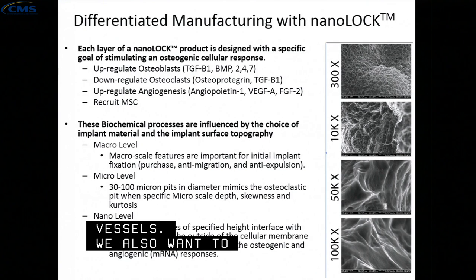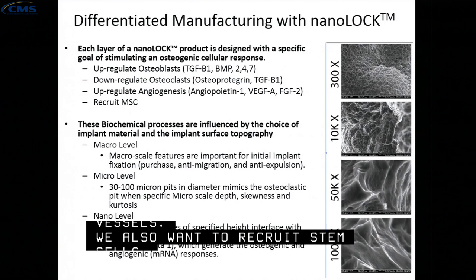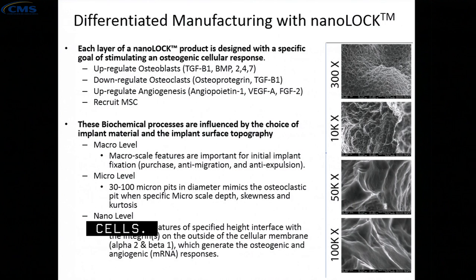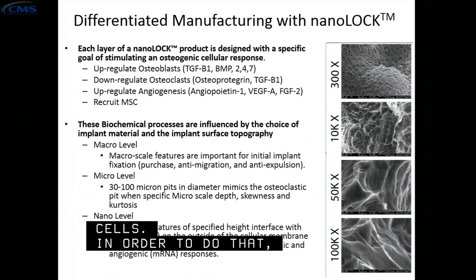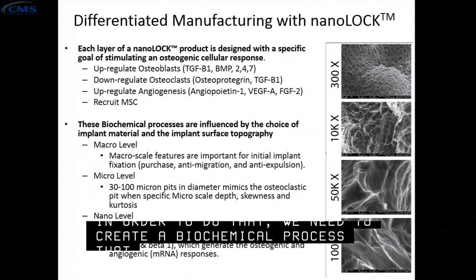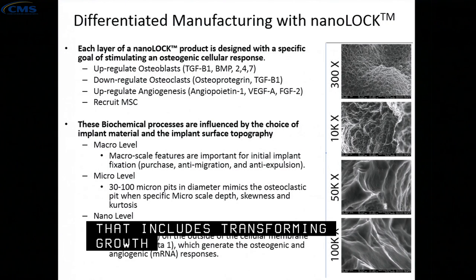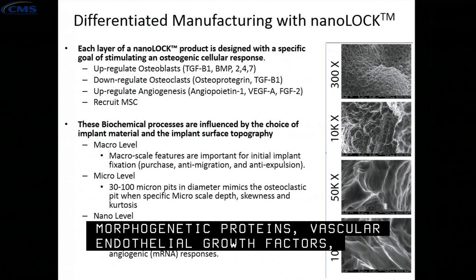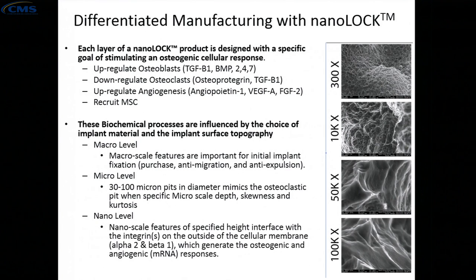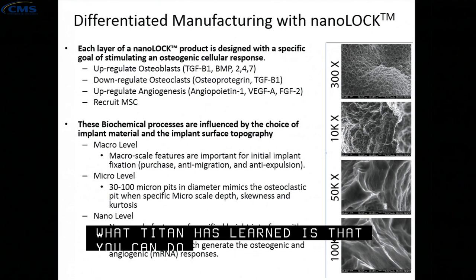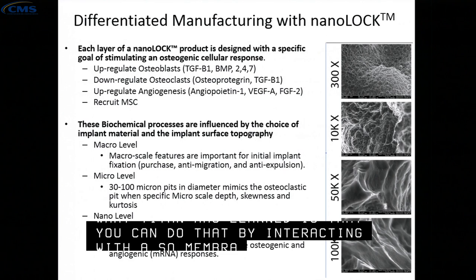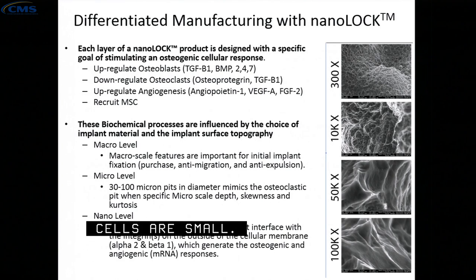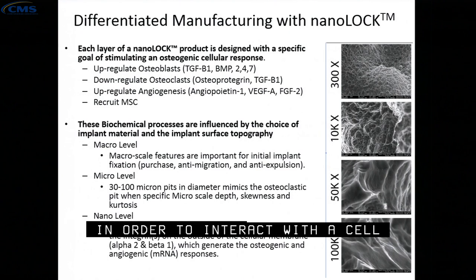In order to do that, we need to create a biochemical process that includes transforming growth factors, bone morphogenic proteins, vascular endothelial growth factors, fibroblast growth factors, etc. What Titan has learned is that you can do that by interacting with a cell membrane. But you guys know cells are small, right? So in order to interact with a cell membrane, we have to be smaller than a cell. The standard cell that we're trying to interact with is 10 microns, okay?